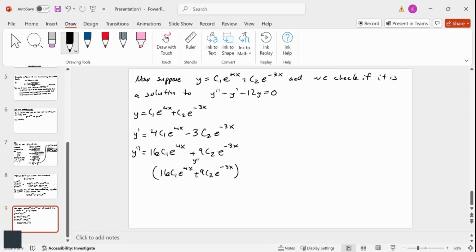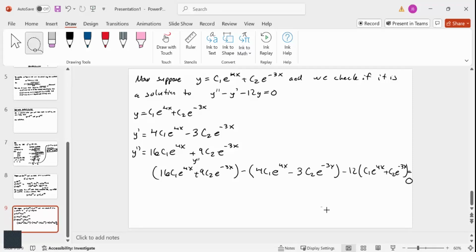So that's y double prime, and then we get minus, sorry, that's not a plus sign, that should be a minus sign, 4c1 e to the 4x, and then this should be minus 3c2 e to the negative 3x. And then minus 12 times c1 e to the 4x plus c2 e to the negative 3x. And that's all equal to 0. And I'll give myself more space.